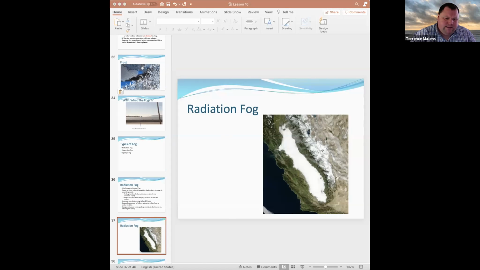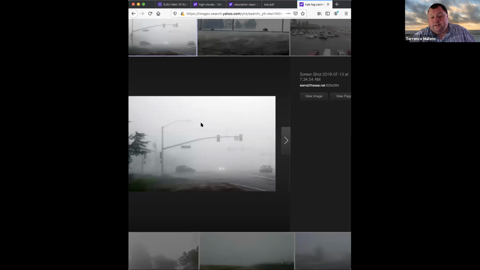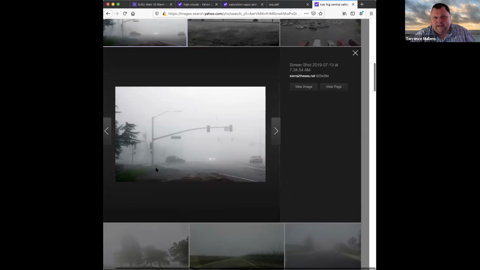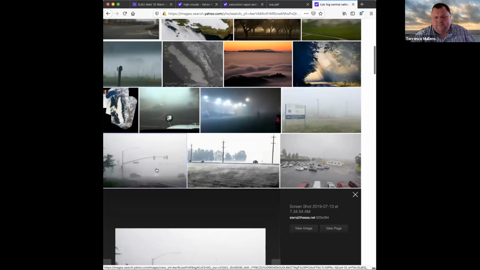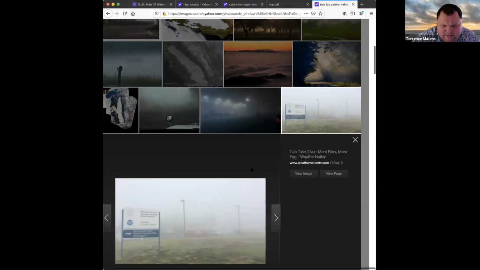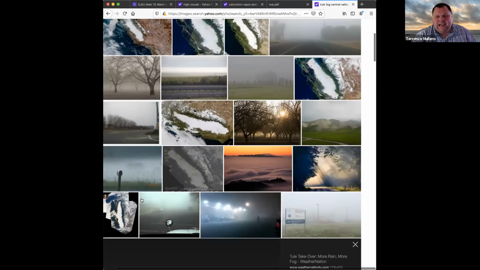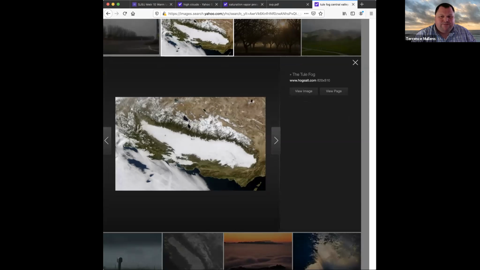So let me share my screen over here real quick. So that's one example of Tule fog right there. Oh, this is the National Weather Service San Joaquin Valley Hanford Station. An old roommate of mine works there. But it can get pretty dense. And in fact, here's another example of Tule fog just covering all of the Central Valley.